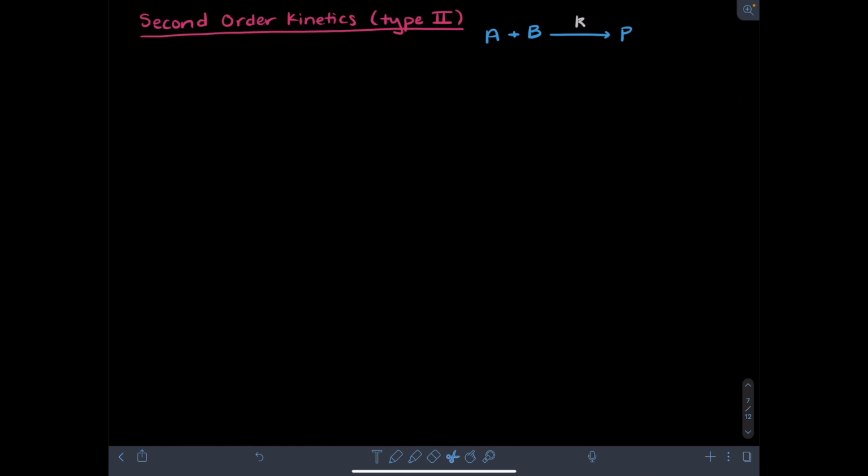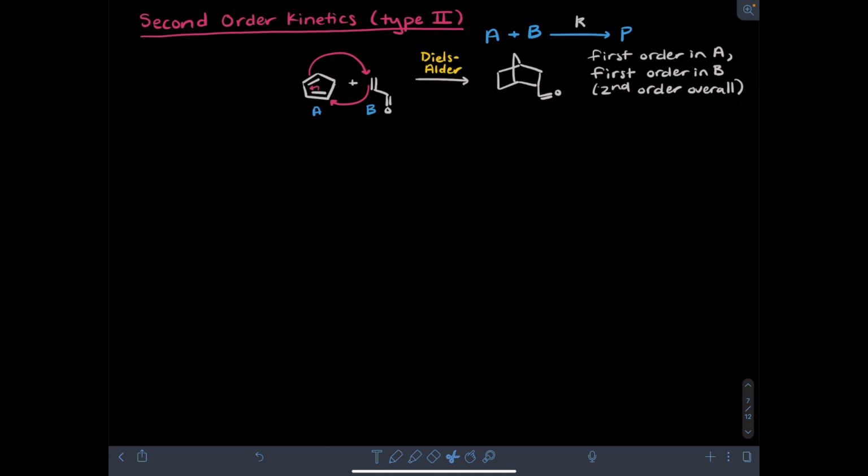Now let's consider our second scenario for second-order kinetics. I'll call this type 2. This is where you have two different reactants coming together before the rate determining step. So you have A plus B reacting to form product P at rate constant k. If your reaction is first order in A and first order in B, you would call your reaction second order overall. In this case, let's imagine we have a Diels-Alder reaction, but now featuring two different components. I have cyclopentadiene A reacting with a new dienophile B to form the Diels-Alder adduct.